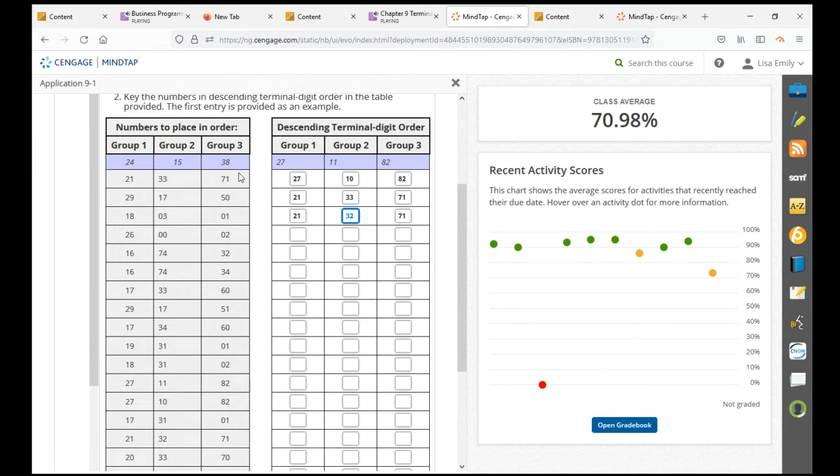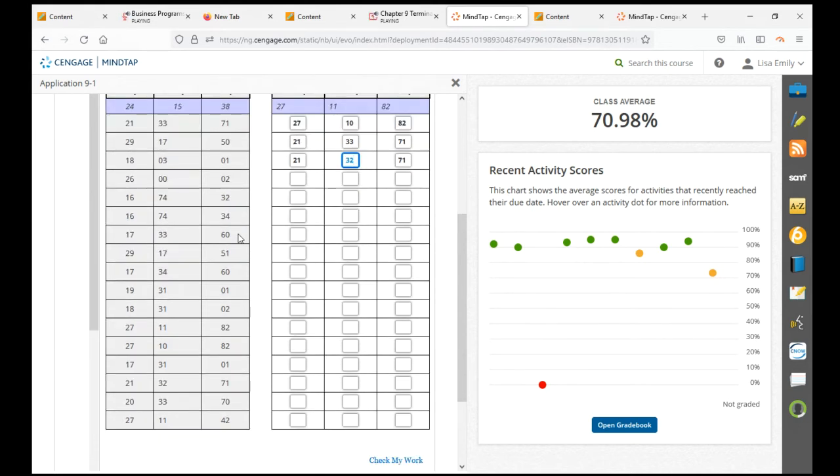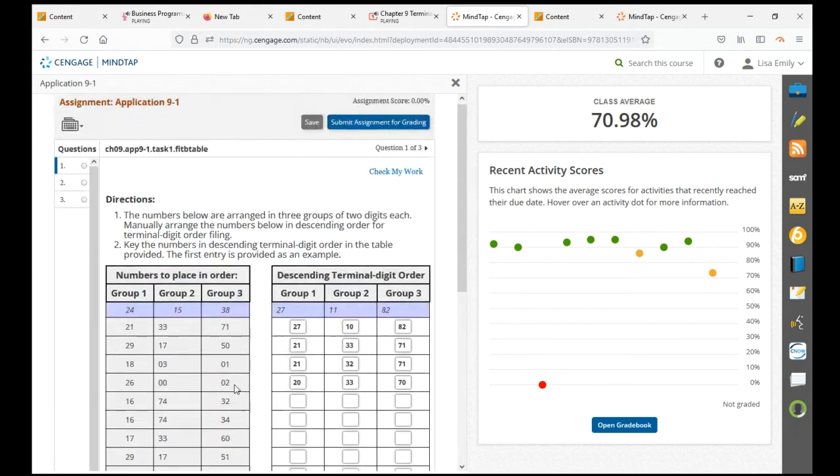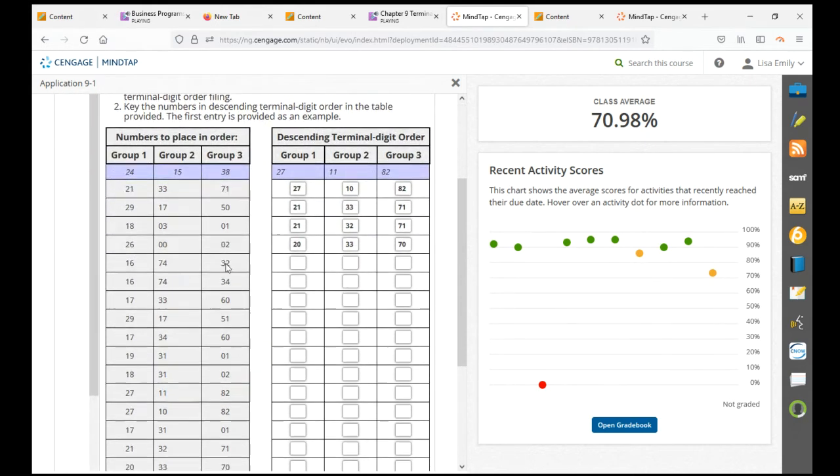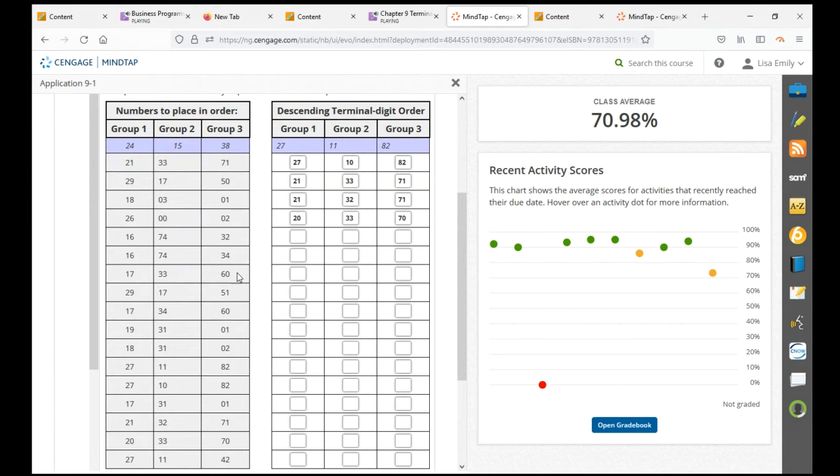All right, after 71, what's my next highest number in the 3rd column? Oh, we've got a 70. Okay, there's only one 70. So this whole number, 20, 33, 70, goes next. Okay, what's the next highest number? I think it looks like 60.